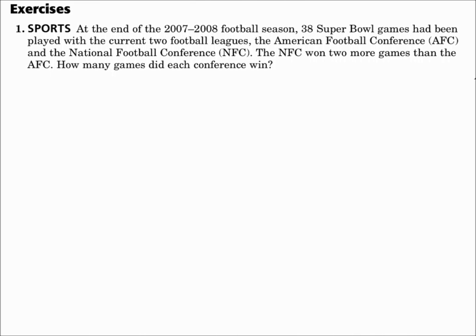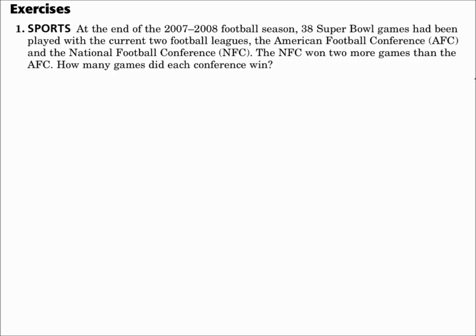Number 1. At the end of the 2007-2008 football season, 38 Super Bowl games had been played with the current two football leagues, the American Football Conference and the National Football Conference. The NFC won 2 more games than the AFC. How many games did each conference win?